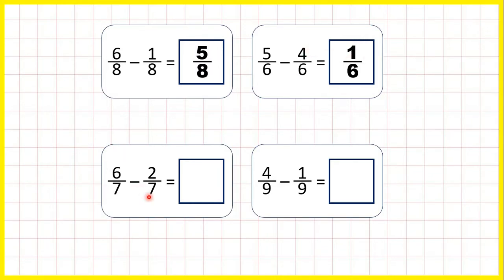6/7 minus 2/7 is 4/7 because 6 minus 2 is 4 and the denominator stays the same. And 4/9 minus 1/9 is 3/9 because 9 is our common denominator and 4 minus 1 is 3.